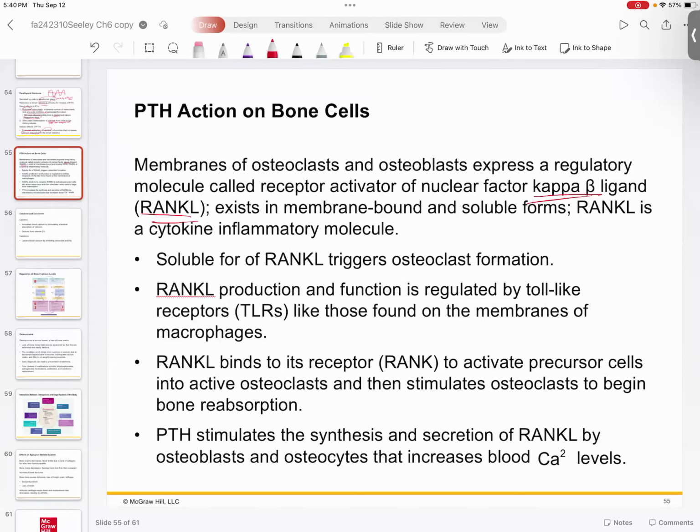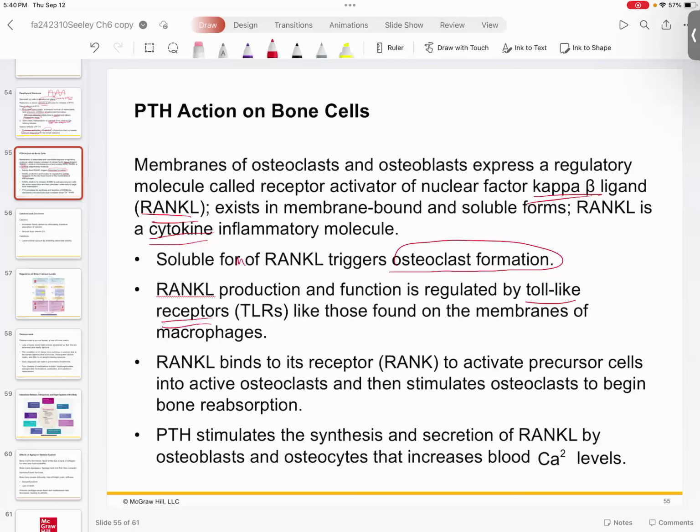RANKL is a type of cytokine, which is the reason why we got interested in it. When we have a soluble form of RANKL, this triggers osteoclast formation. So RANKL production itself, which turns on osteoclast formation, is important. And it's actually regulated by what's called a Toll-like receptor.